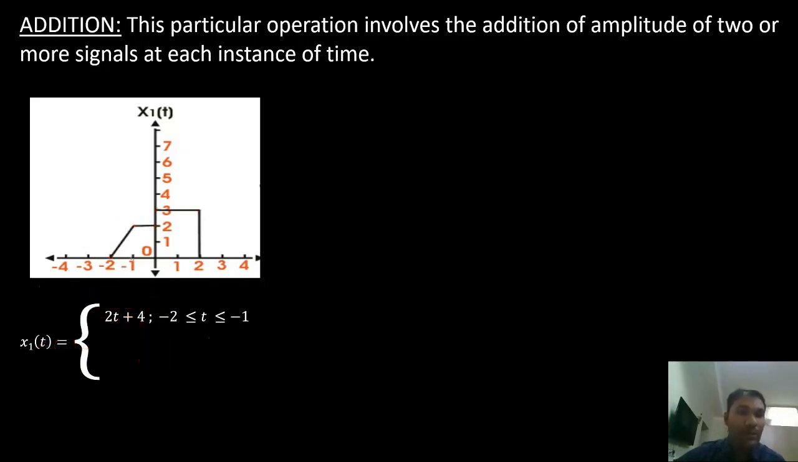From -1 to 0, the value is 2. From 0 to 2, the value is 3, right? Simple.